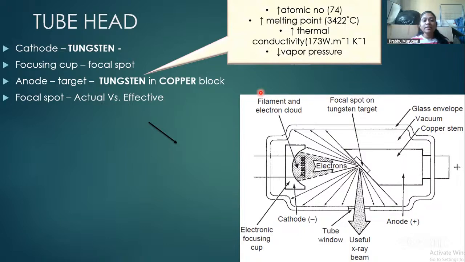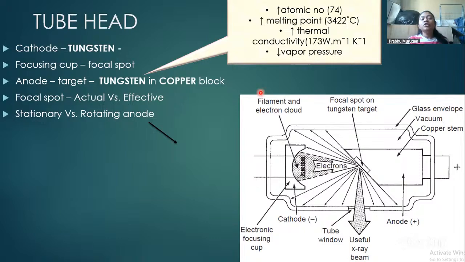Okay, so for these reasons, what we are doing is we are trying to reduce the size of the focal spot. We are bringing that 1 into 3 millimeters into 1 into 1 millimeter. Okay, actual focal spot size 1 into 3 millimeter, effective focal spot size is 1 into 1 millimeter. So there are several advantages of reducing the size of focal spot. I think that was an MCQ once. Okay. So apart from that, you have two other variations.